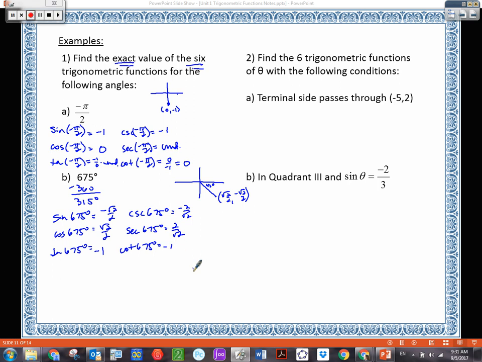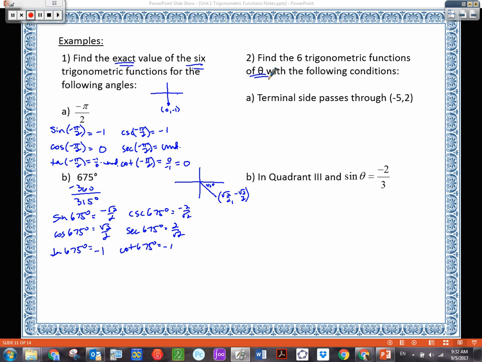All right, so those are our two examples with exact values. In other words, these are special triangles, special values. Are we okay with that? Now, we are going to be asked to find, for example here, these are not unit circle values. Find six trig functions of theta. Notice they don't even tell us what the angle measure is. They just say theta. Okay?